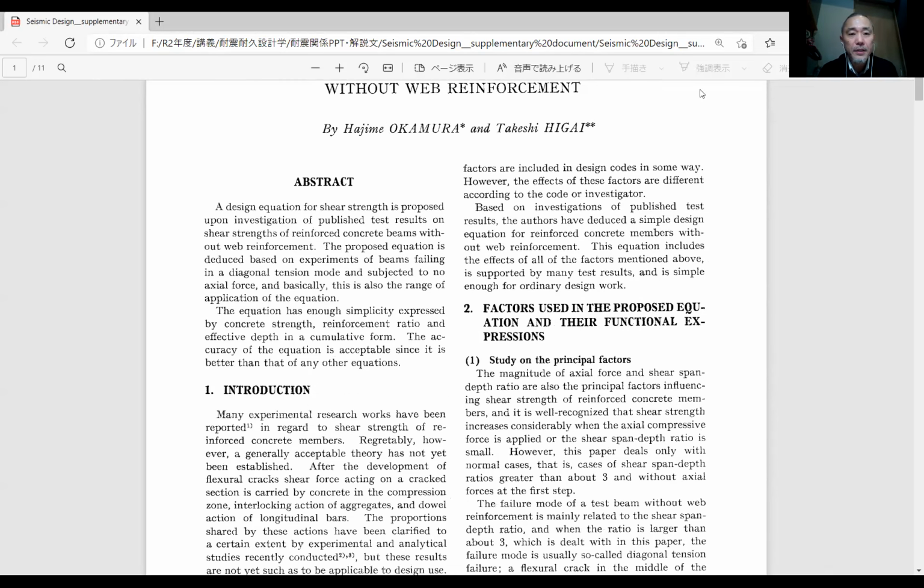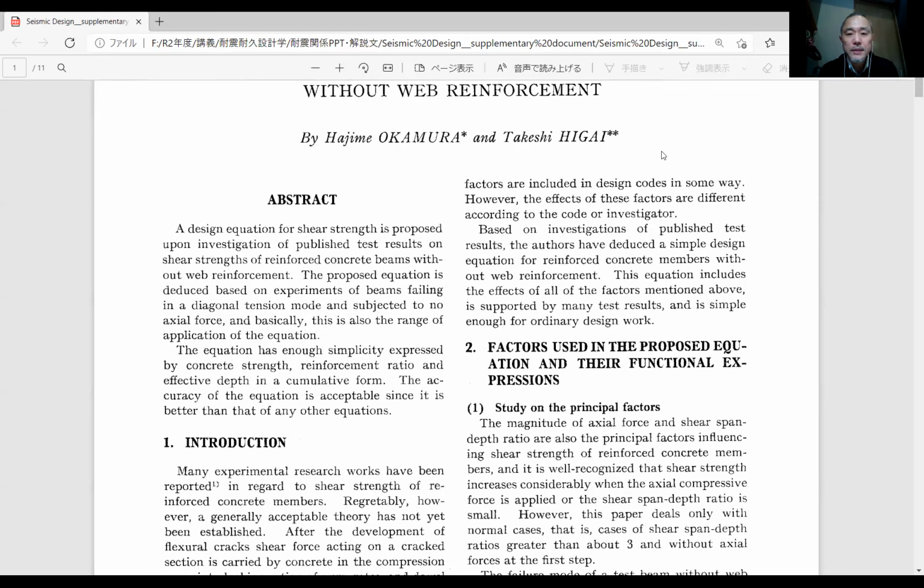So, this paper was written by Professor Okamura and Professor Higai.